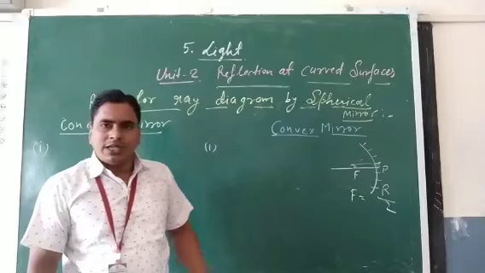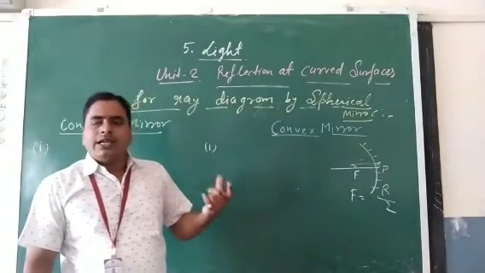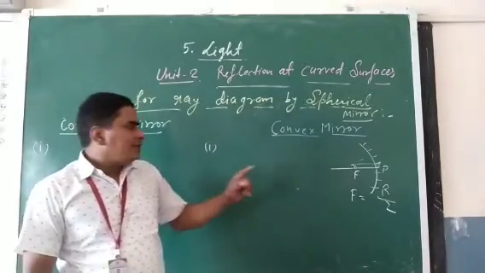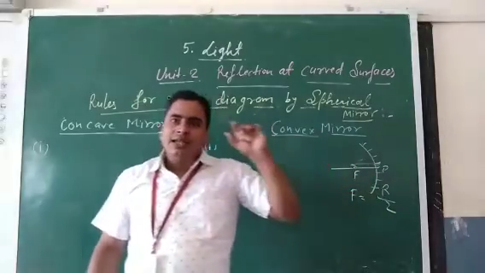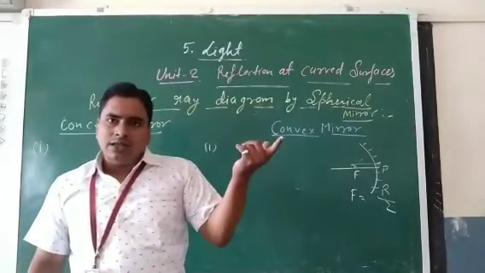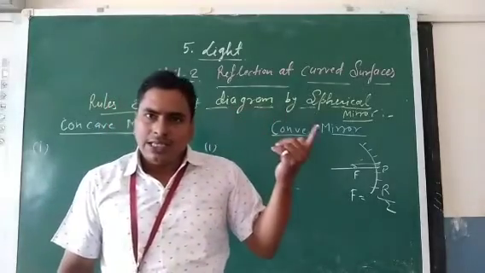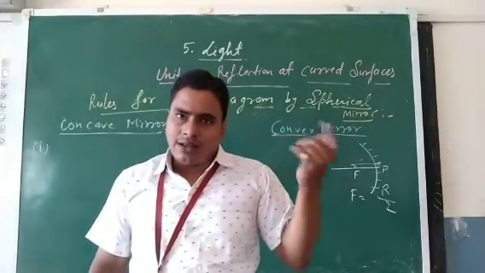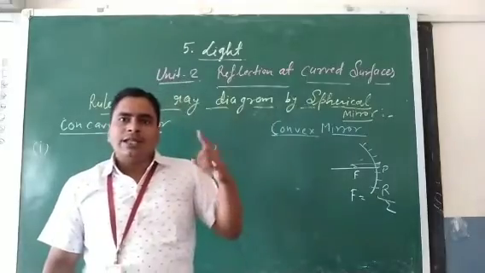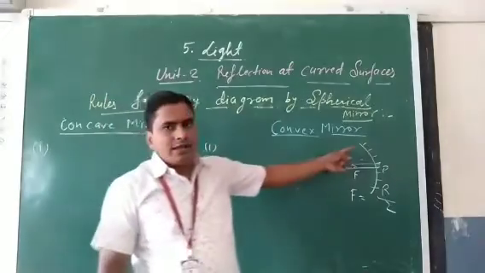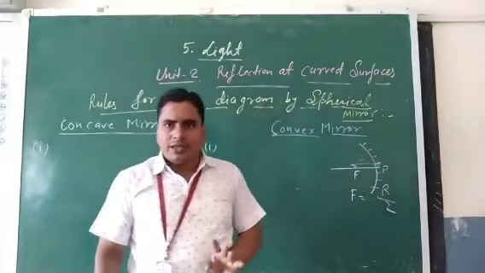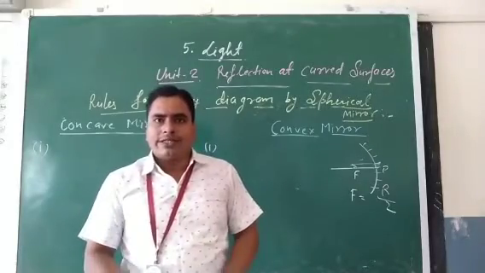You know radius of curvature? What is radius of curvature? Distance between center of curvature and pole. It is the radius of the spherical glass, and the radius of the spherical glass is the same as the radius of the spherical mirror, either concave or convex.